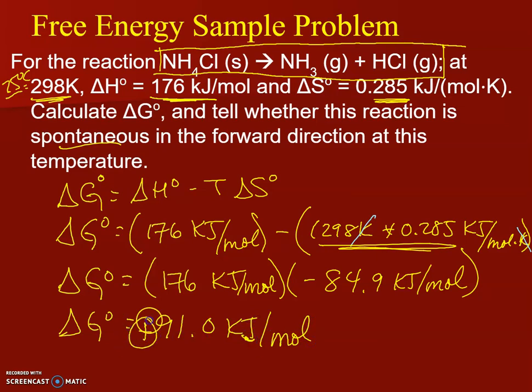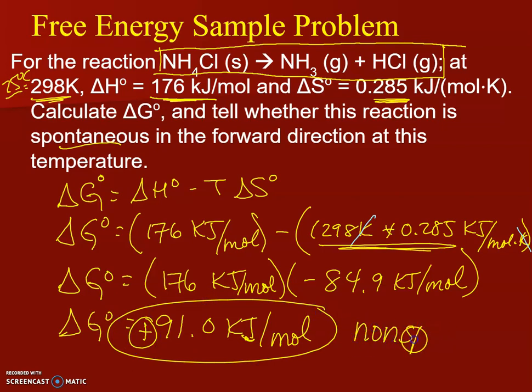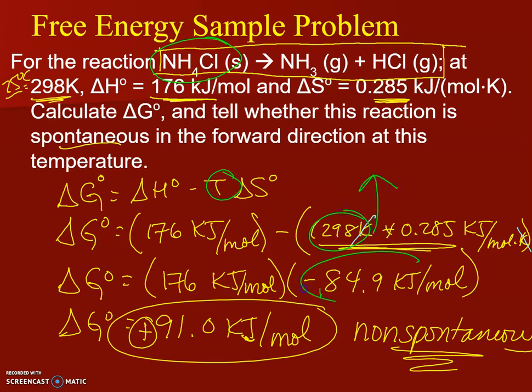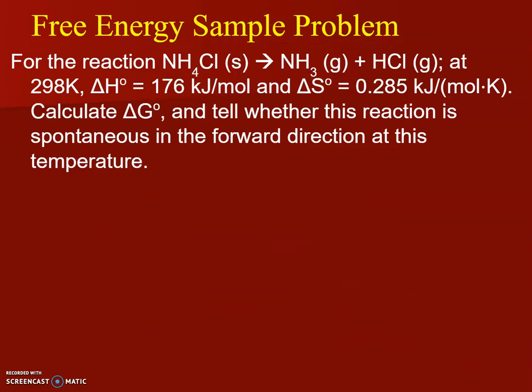So what does that mean? That means this positive value means that this is going to be non-spontaneous. This will not happen on its own. This substance will not decompose on its own at this temperature, at room temperature. Okay? If we make it warmer, okay, if we increase this value here, it will raise the value of the product. And as long as we can get over 176 kilojoules, guess what? Then it would turn spontaneous and it would happen on its own.